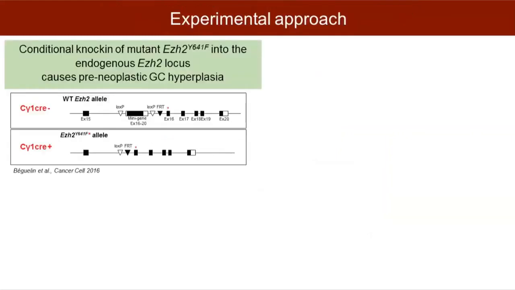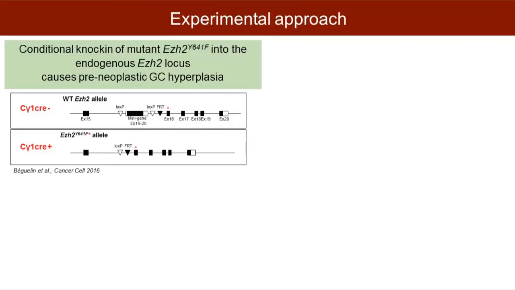So to study the impact of the lymphoma-associated gain-of-function mutation of EZH2 in vivo, we generated a mutant EZH2 conditional knock-in mouse model where the point mutation tyrosine 641F was introduced in the endogenous EZH2 locus. In absence of Cre-recombinase, wild-type EZH2 is expressed from the minigene. When Cre-recombinase is present, the minigene is deleted and mutant EZH2 is expressed.